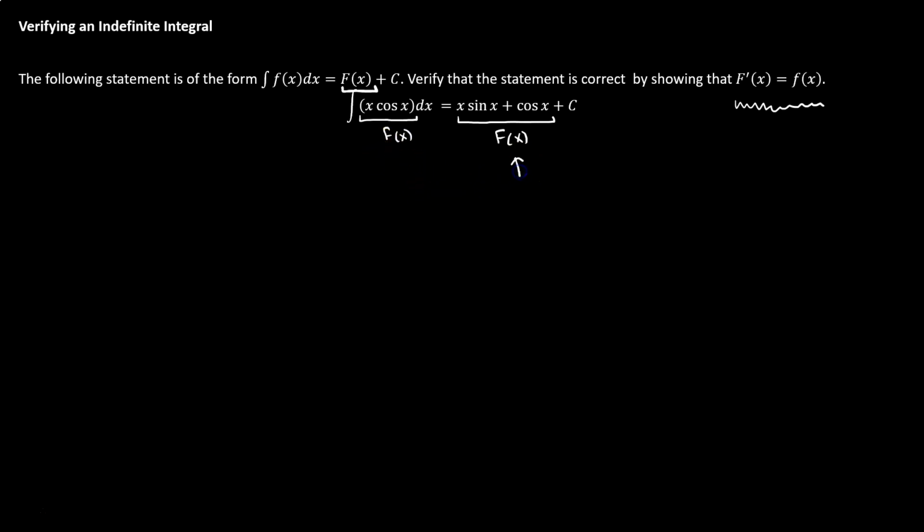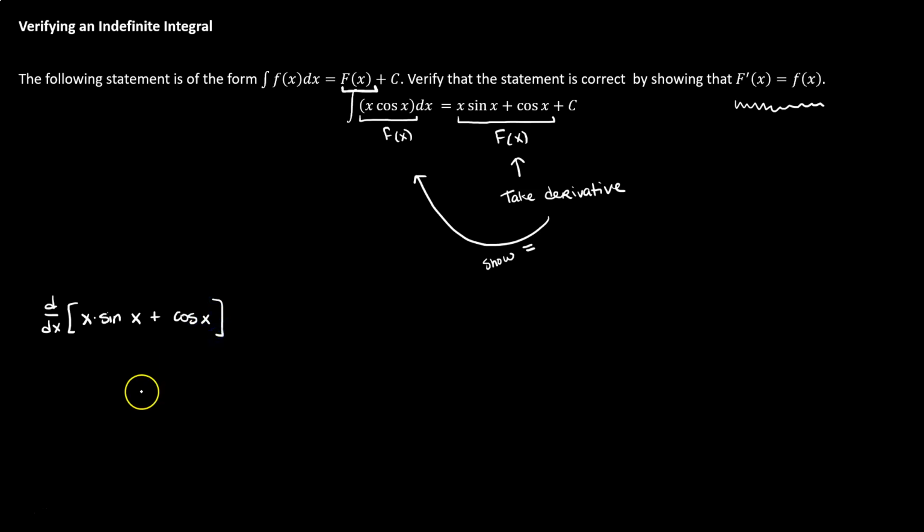So all we need to do is take the derivative of capital F and then show that it equals little f. So let's try it. We'll take the derivative of x times sine x plus cosine x. For that first term, to take the derivative, we need the power rule. So that would be 1 times sine x plus x times cosine x. Then we need to take the derivative of that second term. The derivative of cosine x is negative sine x.